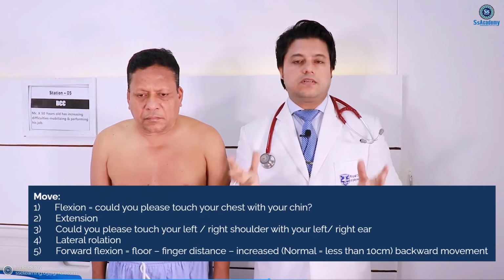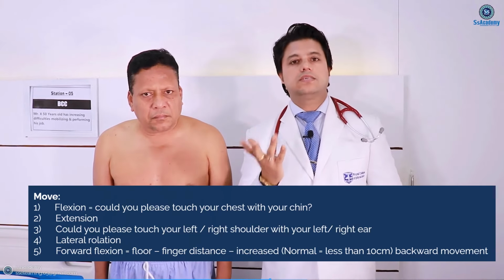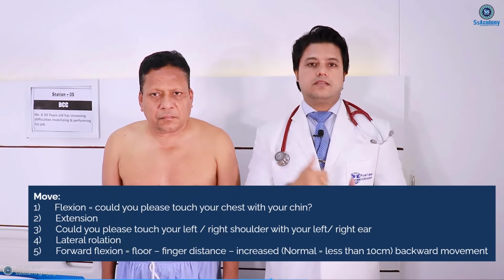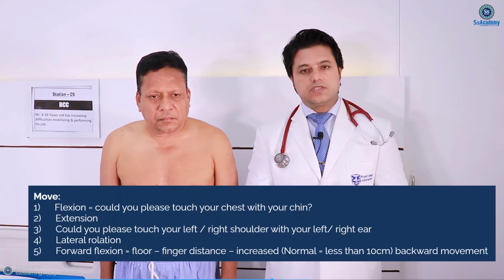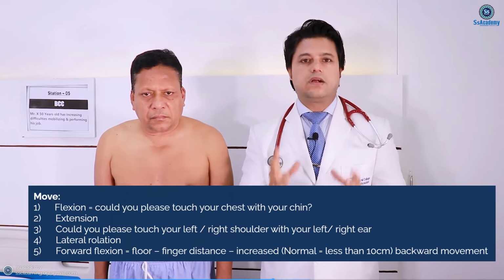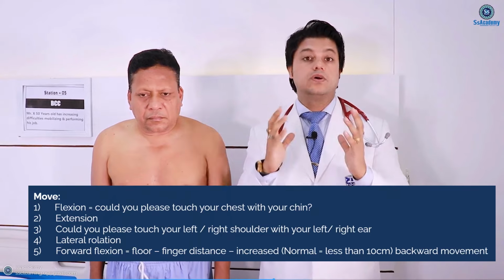So the 6 important movements of the cervical spine are really restricted: the flexion, extension, lateral rotation, and the left and right side movement. So the 6 important movements are really restricted in the cervical spine, as you already observed.